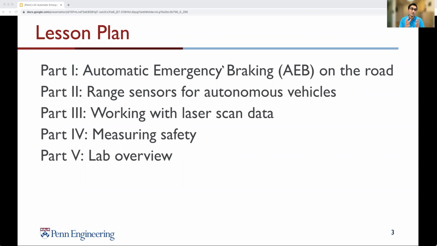Then we'll look at a variety of range sensors for autonomous vehicles, and specifically those that are applicable for automatic emergency braking. And then we'll learn to work with the laser scan data for the laser that we use in the F1TENTH car.